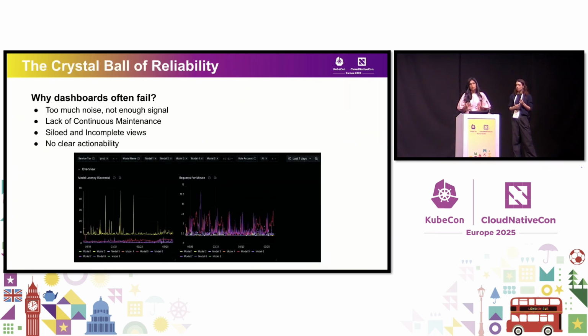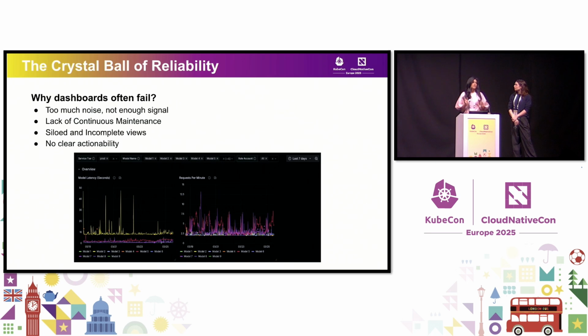A common question a lot of us face: even with the best intentions, dashboards often fail. So why do they fail, though? First of all, there's too much noise and very little signal. Take the example here. We are tracking latencies across 9 different models, but with too many things layered in, we cannot really tell what's wrong.